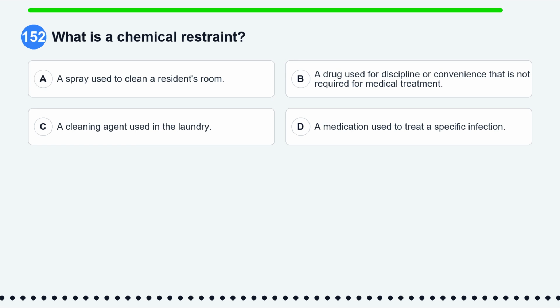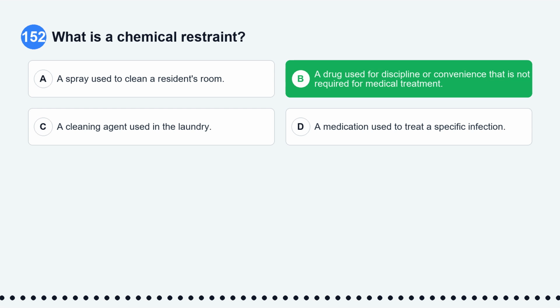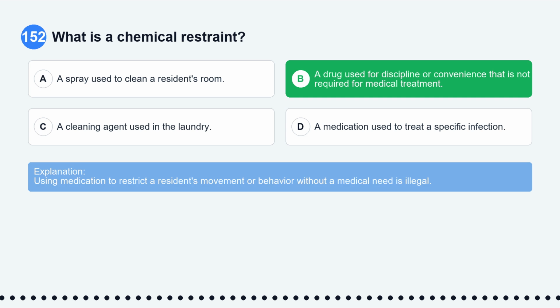Question 152. What is a chemical restraint? Option A, a spray used to clean a residence room. Option B, a drug used for discipline or convenience that is not required for medical treatment. Option C, a cleaning agent used in the laundry. Option D, a medication used to treat a specific infection. The correct answer is option B, a drug used for discipline or convenience that is not required for medical treatment. Using medication to restrict a resident's movement or behavior without a medical need is illegal.